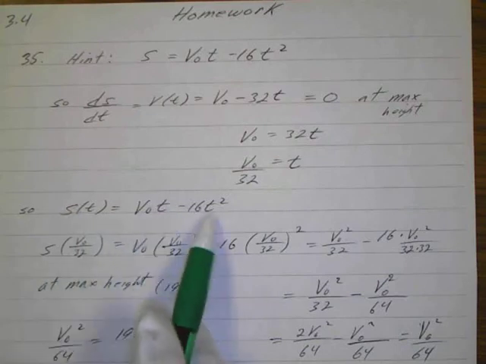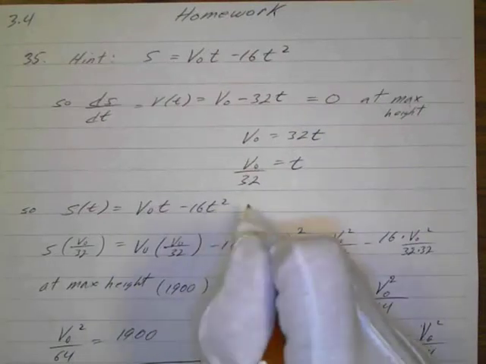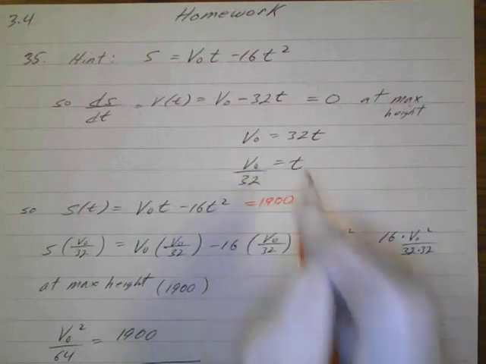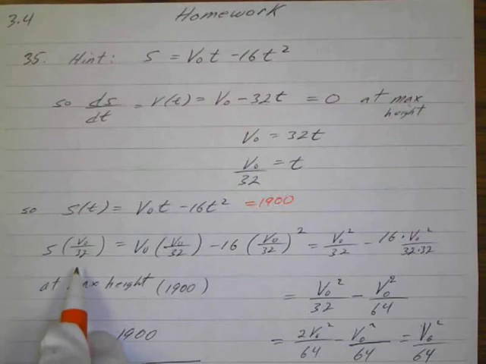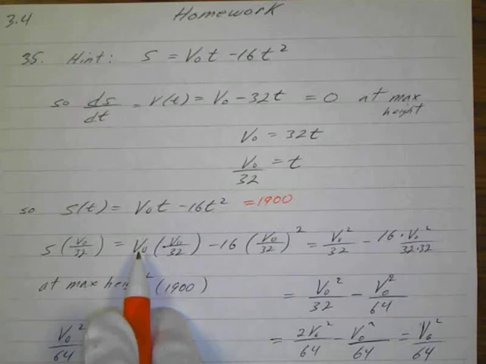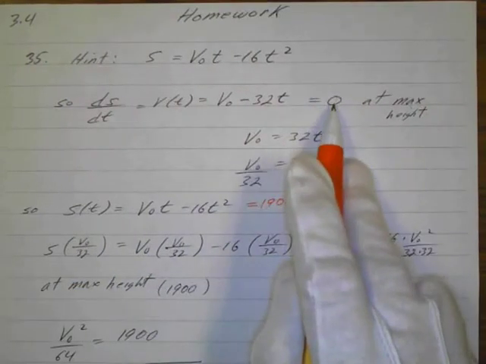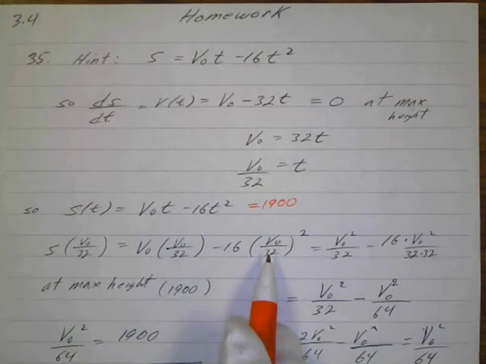So I set this position function equal to 1900. And that's going to give me my maximum. That's going to be at the maximum height. So that equals 1900 when t equals v sub 0 over 32. So s of v sub 0 over 32 will equal 1900. Okay? So this is my time when I'm at my maximum height that I found out over here, because that's when the velocity was 0. So I substitute that v sub 0 over 32 into the position function. And remember, this is going to be equal to 1900 at the maximum height.